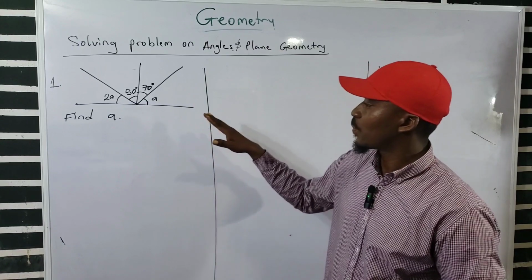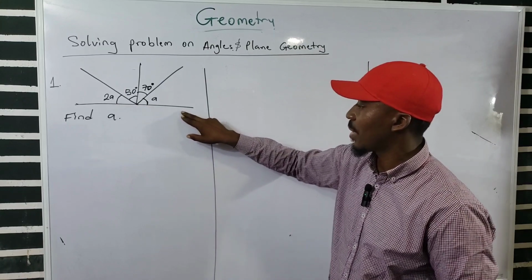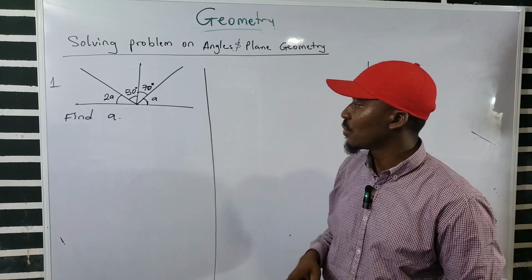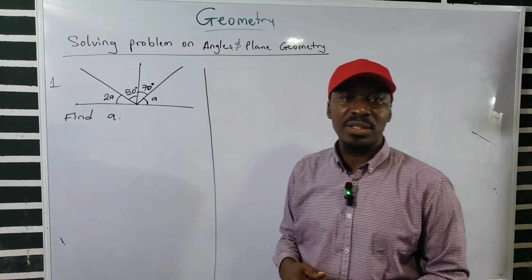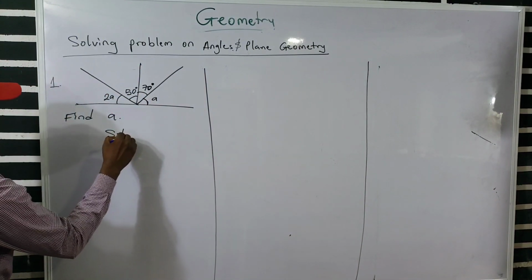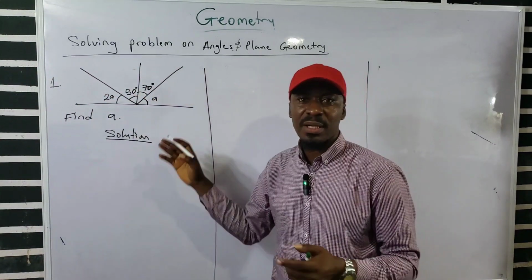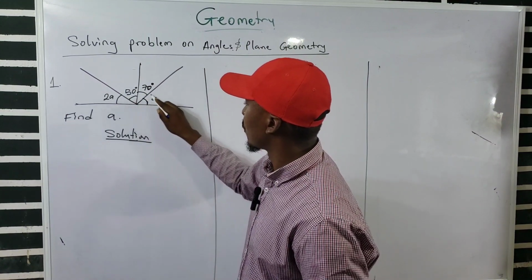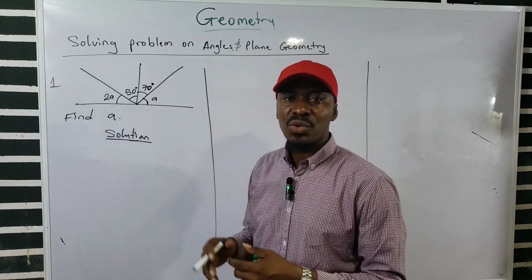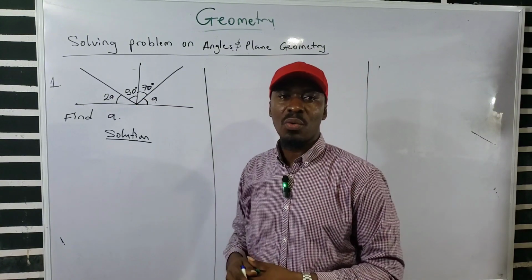Now, if you look at this problem, we have angles at a point on the straight line. So what are we going to do here? We apply a theorem on straight line. We have a theorem of straight line that says that the sum of angles at a point on the straight line is equal to 180. So with that theorem, all we need to do is to add all our values and equate it to 180.